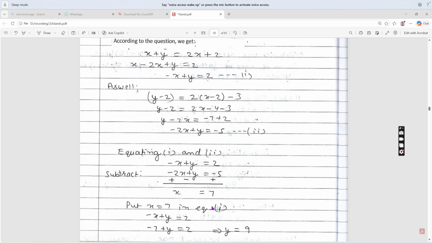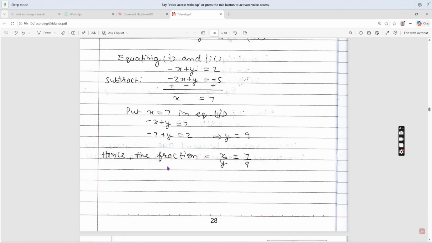Now we are going to put x is equal to 7 in equation 1. Minus x plus y is equal to 2. Here x is represented by 7. So minus 7 plus y is equal to 2. So y is equal to 2 plus 7, that is 9. Now the fraction is x upon y, which is the numerator upon denominator, meaning the original numerator and original denominator. So x is 7 and y is 9. So the fraction would be 7 upon 9. It is 7, which is x. It is 9, which is y.